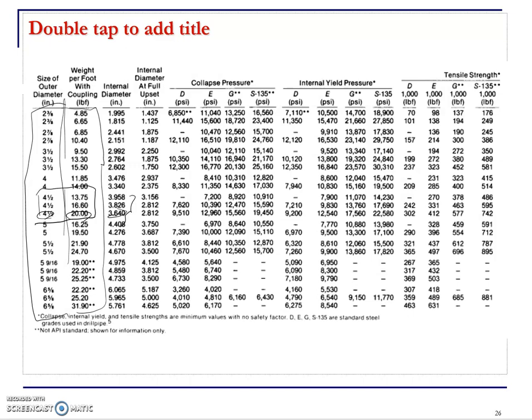So what else? We have the collapse pressure. We'll talk about the collapse and tension and yield pressure, all these parameters later on. But you see that they have different grades here, right? The tensile strengths of grade D, grade E, grade G, and grade S here in this table, right? So these are different grades of the drill pipe that we were talking about in the previous slide.